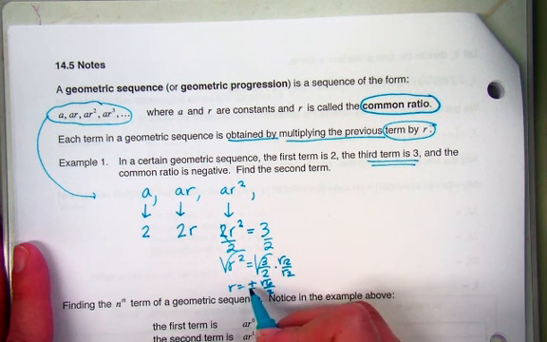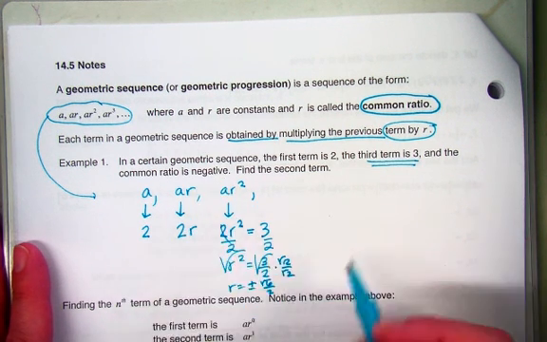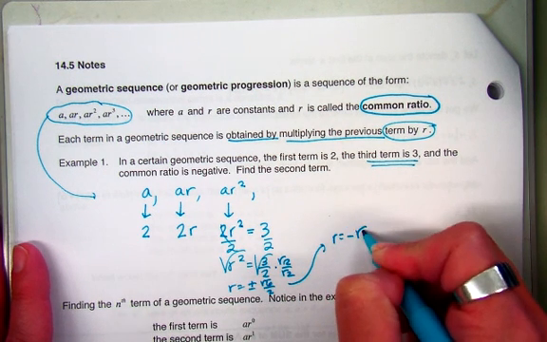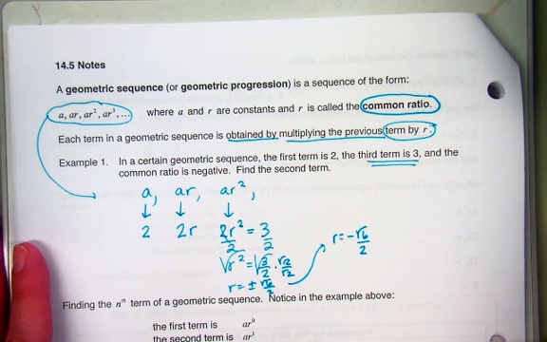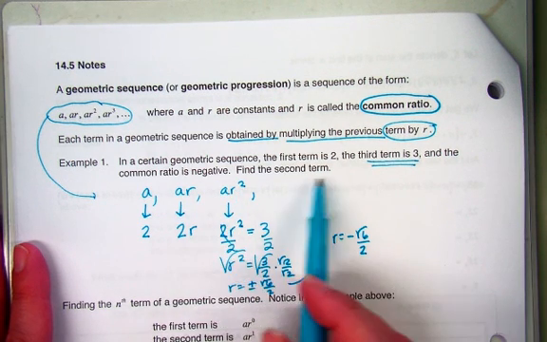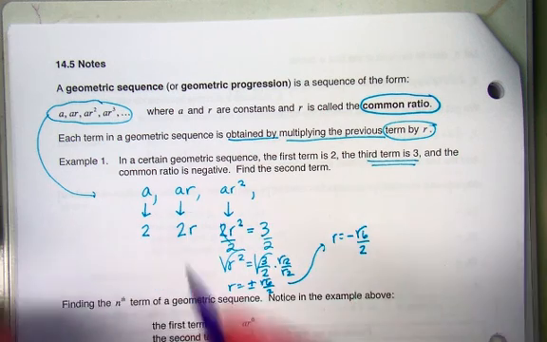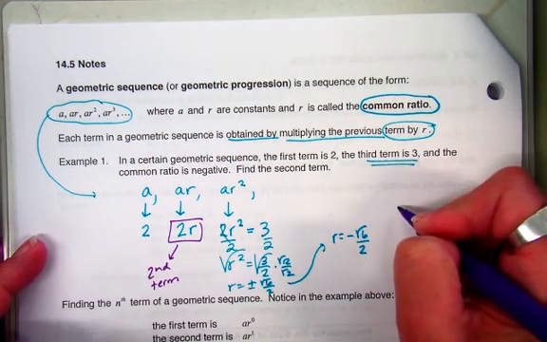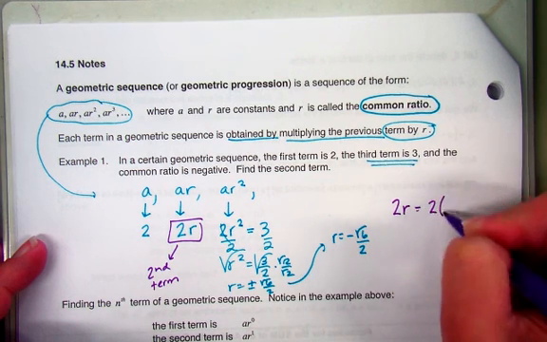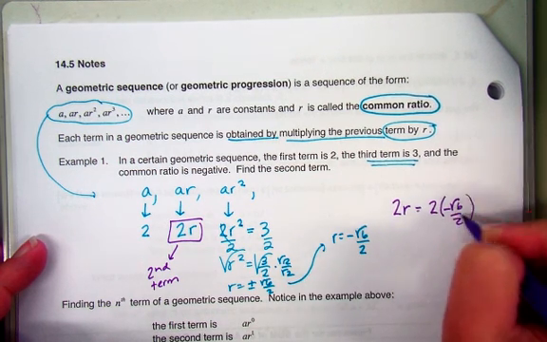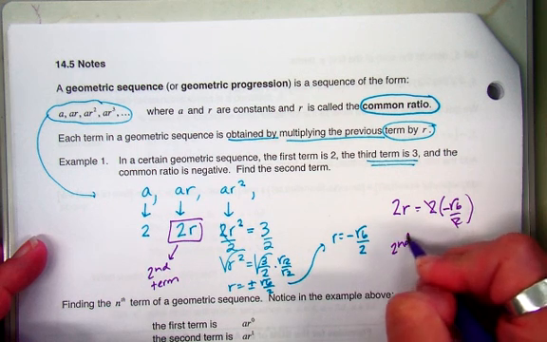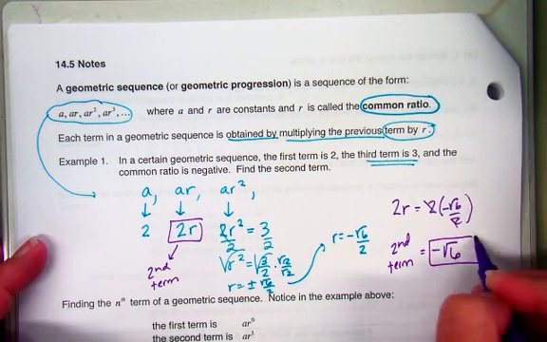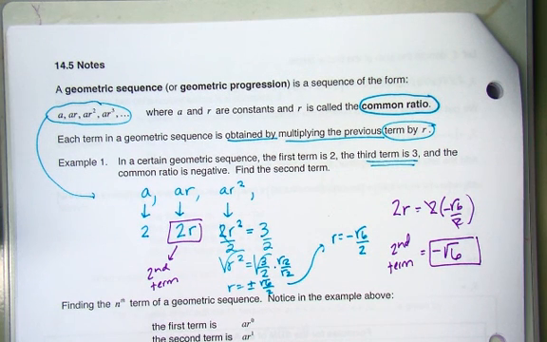Positive or negative, now they did tell you that the common ratio was negative in the problem, and so I'll choose the negative one, okay? So I'll use r equals negative root 6 over 2. And then the question didn't actually ask you to find r, it asked you to find that second term. So now if I go back, this is my second term, and it's asking me to find 2r. So I just plug in negative root 6 over 2, cancel, and so my second term is just going to be negative root 6.